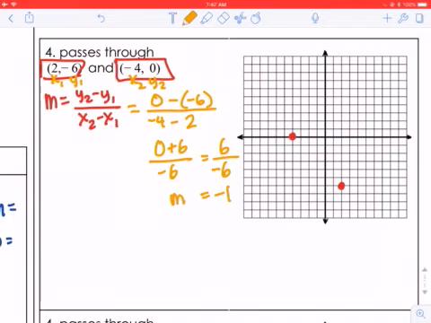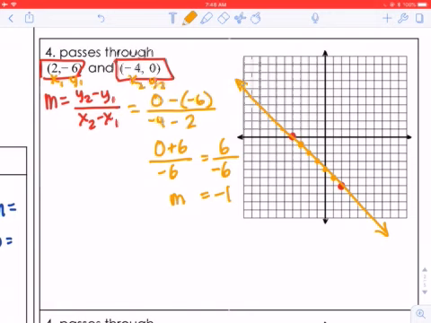So I'm going down 1 over 1, down 1 over 1. So I can try that on my graph. Down 1 over 1, down 1 over 1, down 1 over 1. Right. So I know this goes up like this and down this way. Just like that. So I have my graph.